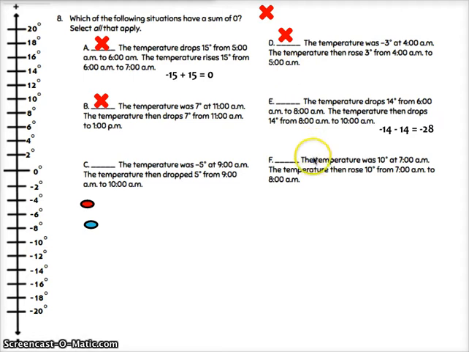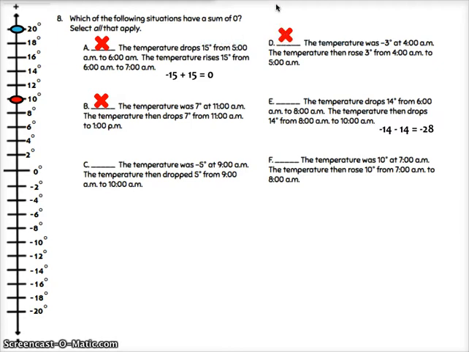Finally, it says the temperature was 10 degrees at 7 a.m. So we would start at 10. The temperature then rose 10 degrees from 7 a.m. to 8 a.m. Well, if the temperature starts at 10 and then rises 10 degrees, 1, 2, 3, 4, 5, 6, 7, 8, 9, 10, then at the end of that time, the temperature will be 20 degrees. It will not be 0 degrees. So I am not going to put an X on that.